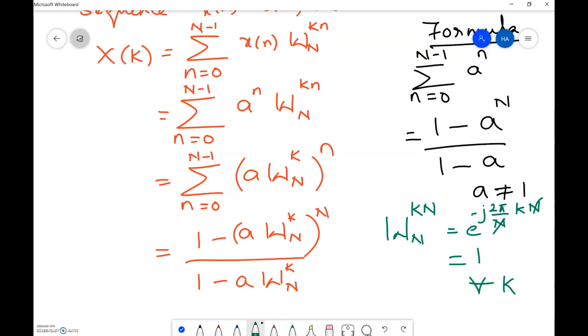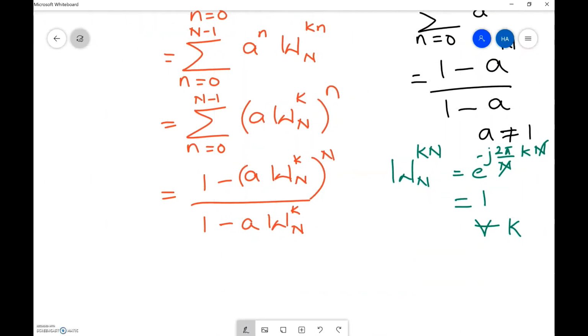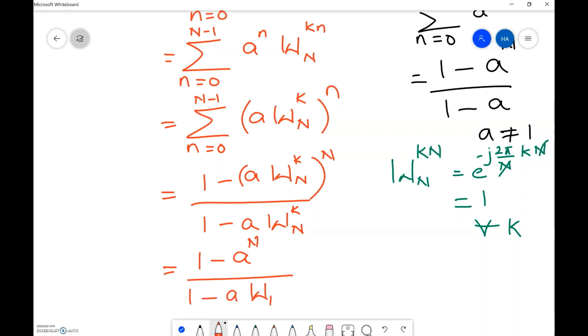So we can substitute that here in this formula. Therefore, this becomes 1 minus a to the power N divided by 1 minus a W_N to the power k. That is your X of k for k from 0 to N minus 1. Given the value of capital N and a, you can always find the sequence X of k in the range 0 to N minus 1. But this is a generalized signal that is given to you, so even the DFT X of k which we get will be in the generalized form.